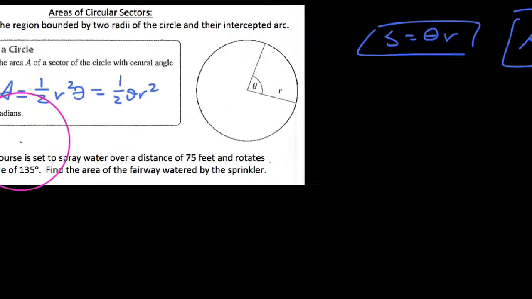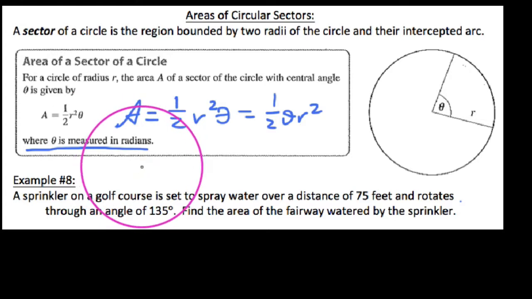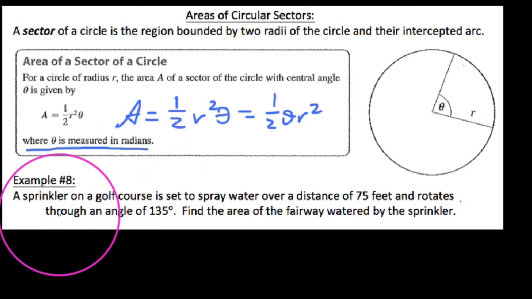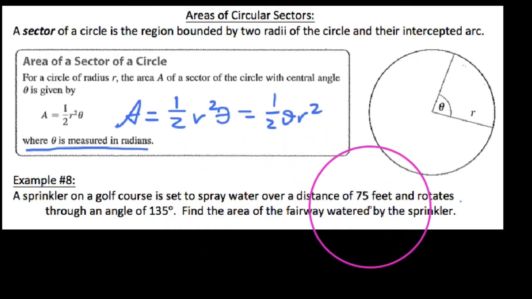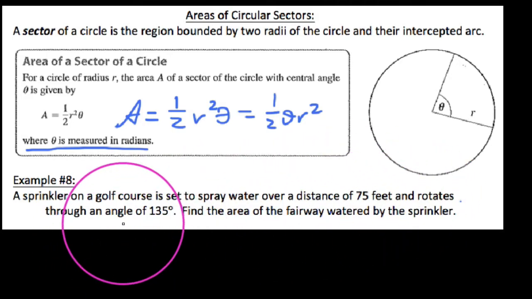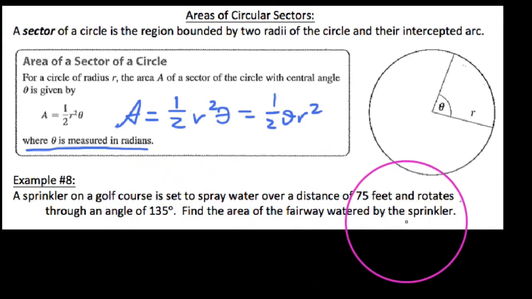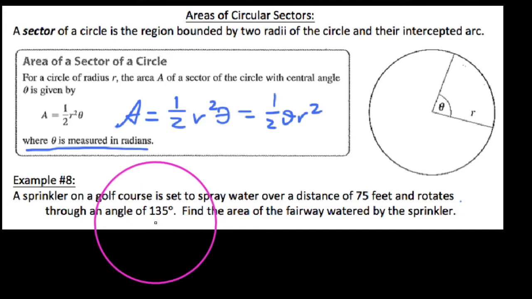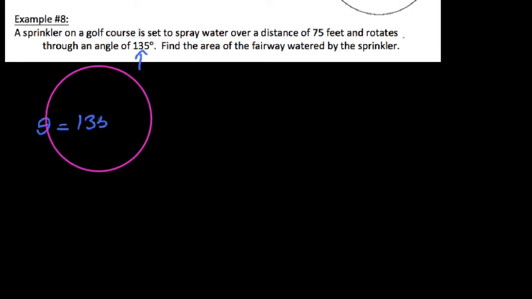So let's go ahead and try this out. One thing I will mention before we start is this. Theta needs to be measured in radians, and that's listed in this definition. So our first example says a sprinkler on a golf course is set to spray water over a distance of 75 feet and rotates through an angle of 135 degrees. It says find the area of the fairway that's being watered by the sprinkler. You'll notice that our angle measurement here was given to us in degrees, which is no good.